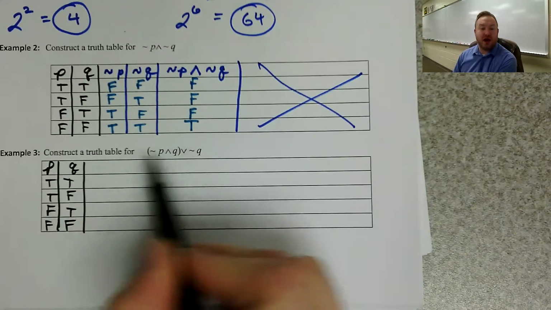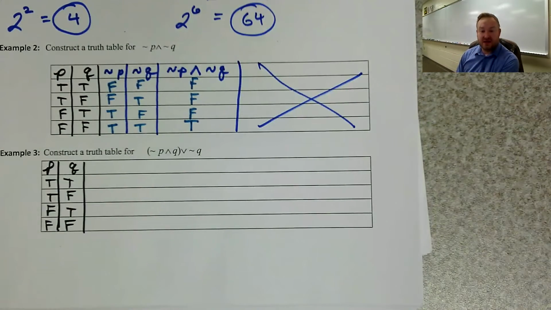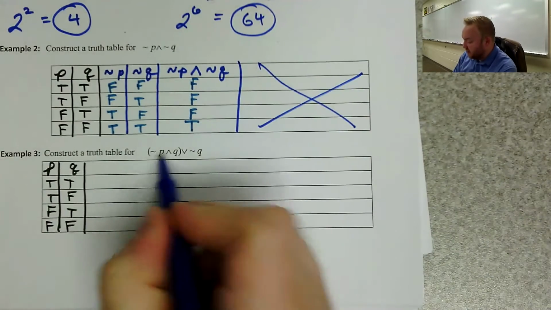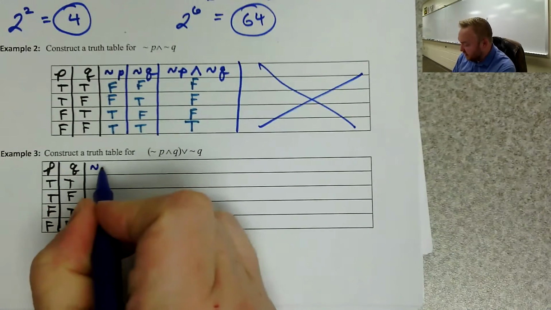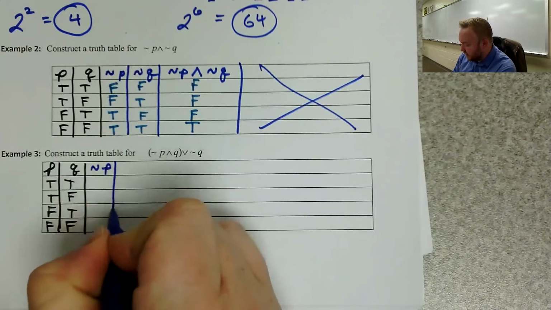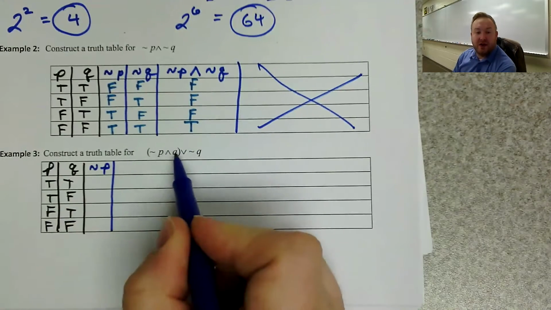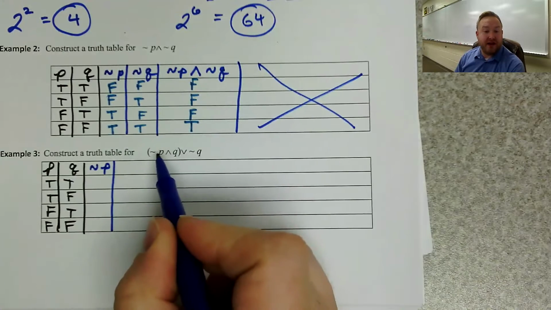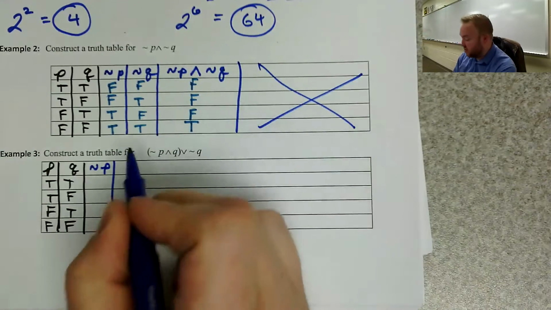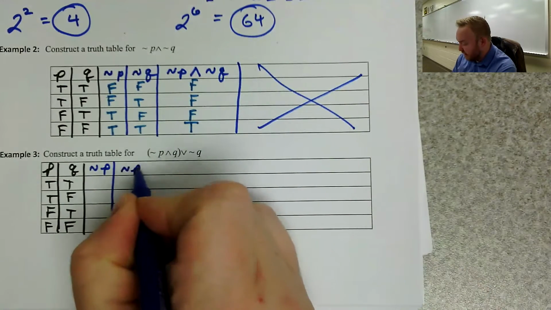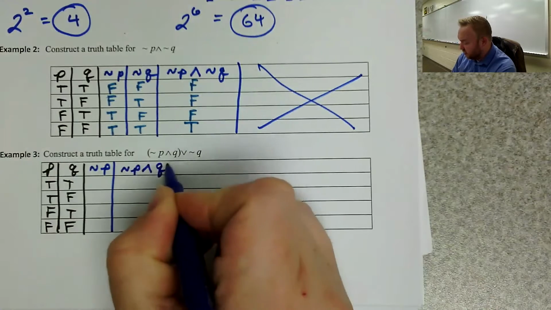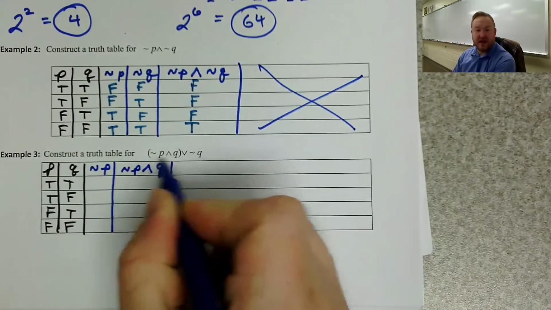Okay, now let's work up to this compound statement. Now, right off, again, I see a not P. So I'm going to put a P negation column in there. Then I see another conjunction. And so I look on either side of the conjunction. I have a not P column. I have a Q column. So we are ready to do not P and Q. Great. So we can do that conjunction.